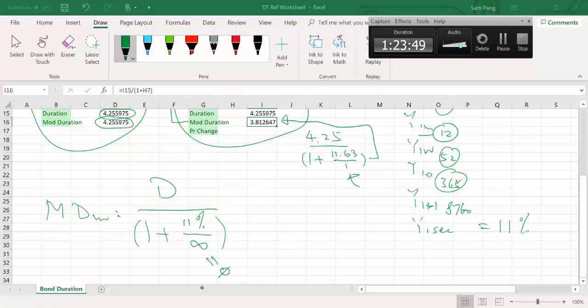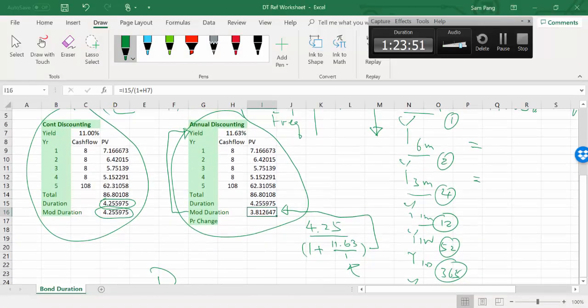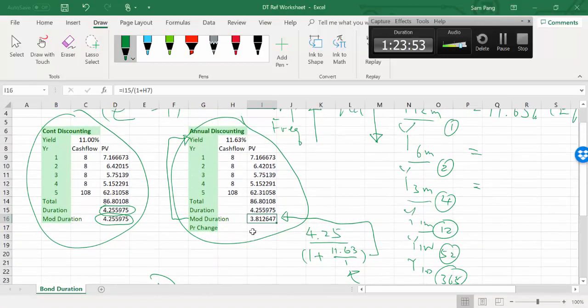And you can see here, the modified duration now is 3.81 if you use annual compounding, and the price change would be, if you go up 20 basis points, so the yield for continuous compounding would be 11.2.